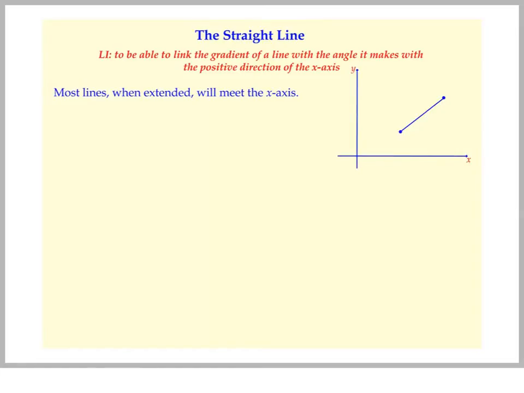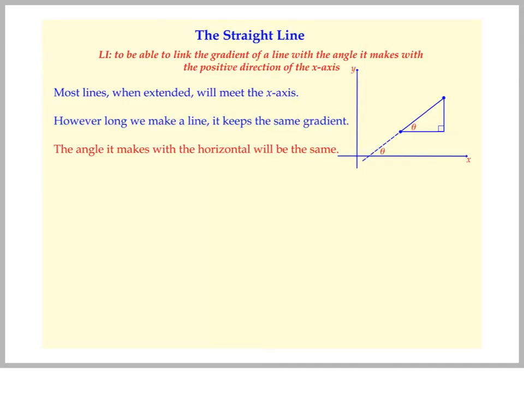Here we've got two general points. If we extend that line past those 2 points, you can see that at the bottom left of the line it cuts the x-axis. The important thing is that at this point here and this point here, the line has the same gradient. It's just an extension of the line, so the angle in the triangle is going to be the same as the angle outside the triangle, just on the x-axis.